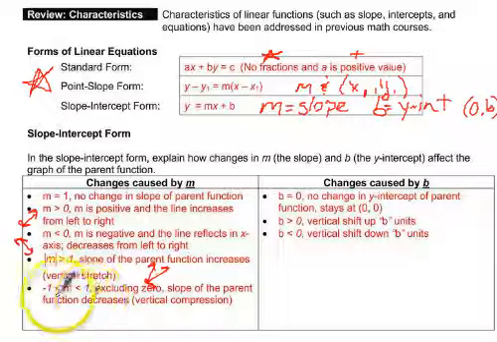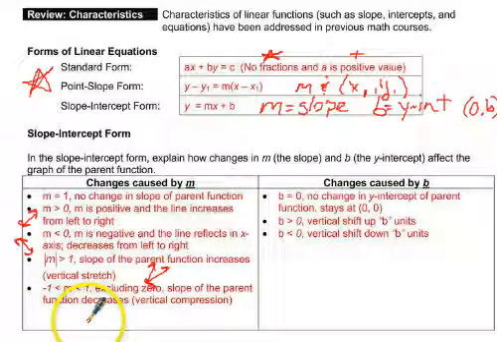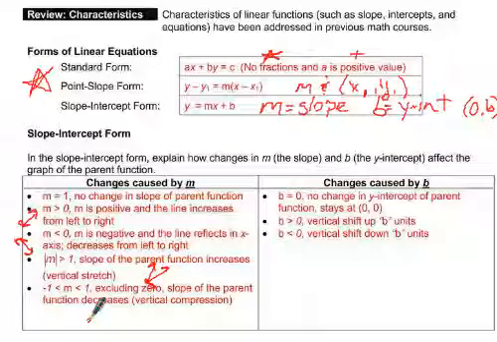And then remember, if it's a fraction, the smaller that fraction gets, the flatter it becomes. Okay, it gets less and less steep. That's why when you get down to 0, you have that horizontal line. Okay, all right. Your changes in B are right there. If it's greater than 0, it shifts up. If it's less than 0, it shifts down. Make sure you know all that.